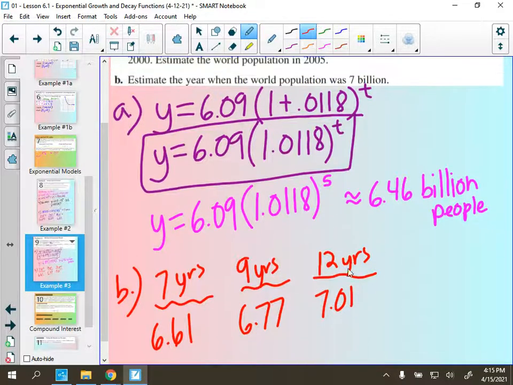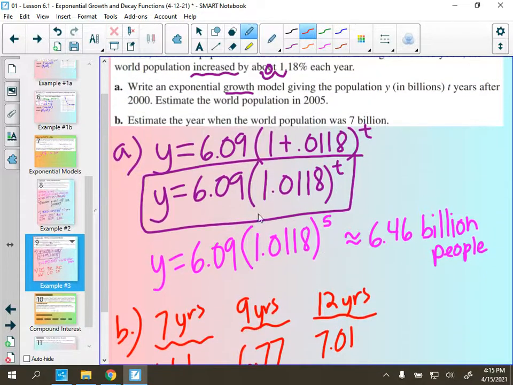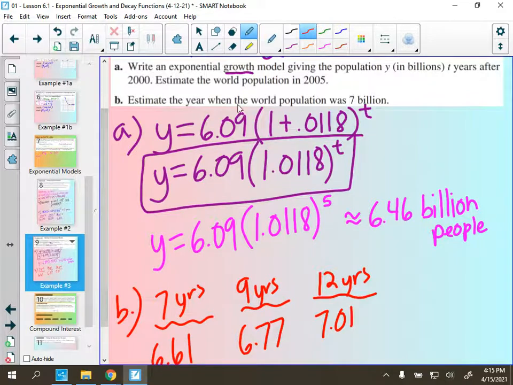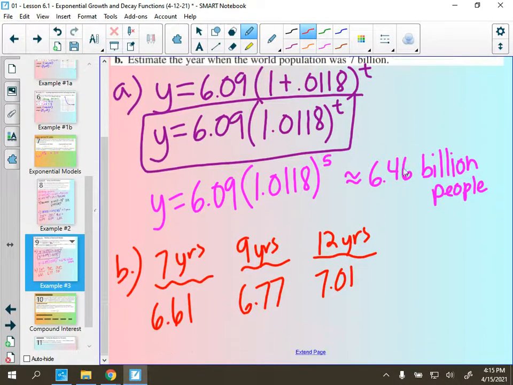Now, what does this 12 mean? 12 years after 2000. So to answer the question, estimate the year when the world's population hit 7 billion, we'd say about 2012, right? So 12 years later from when our model was applicable. All right, there we go.